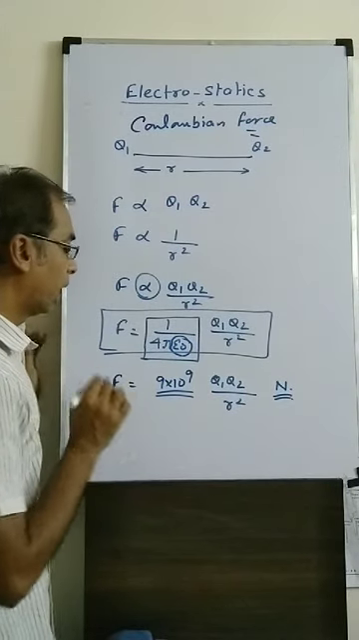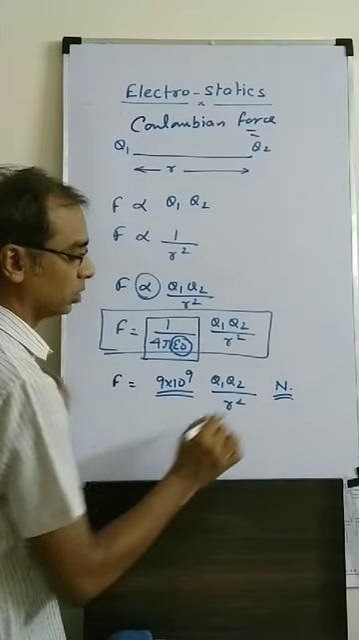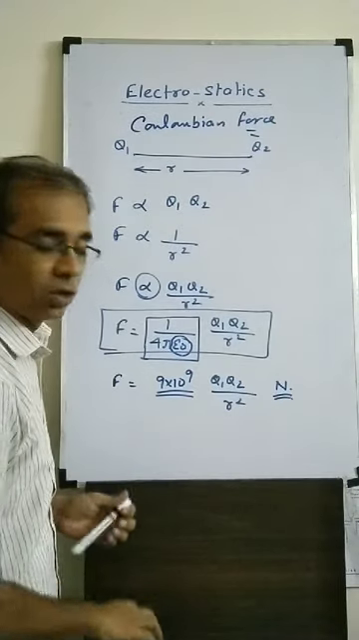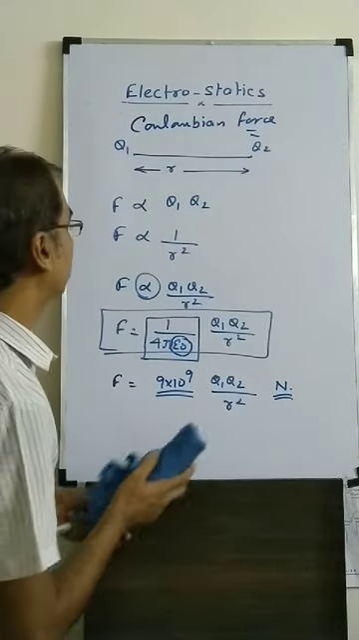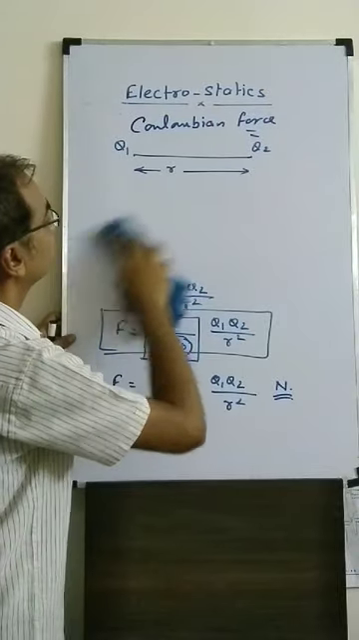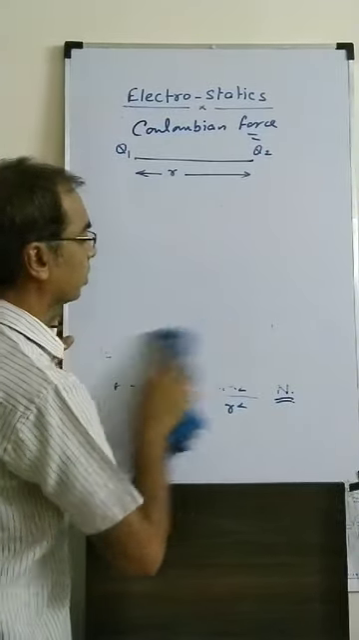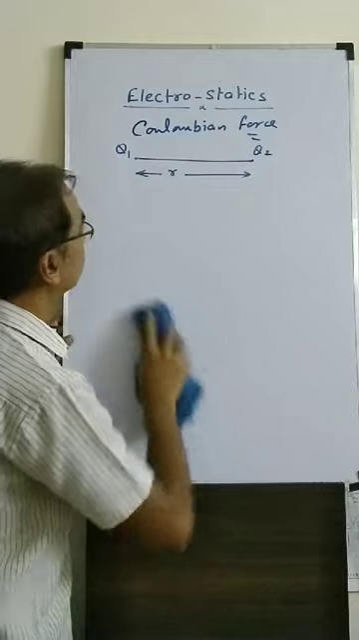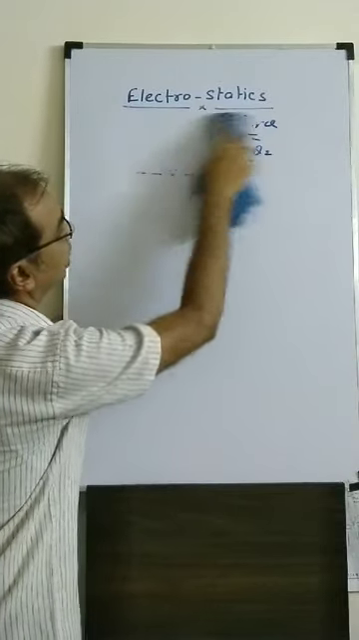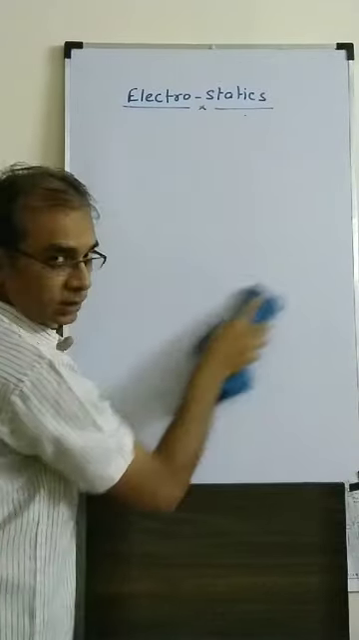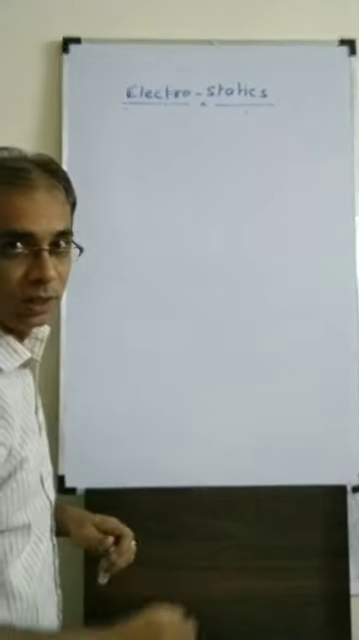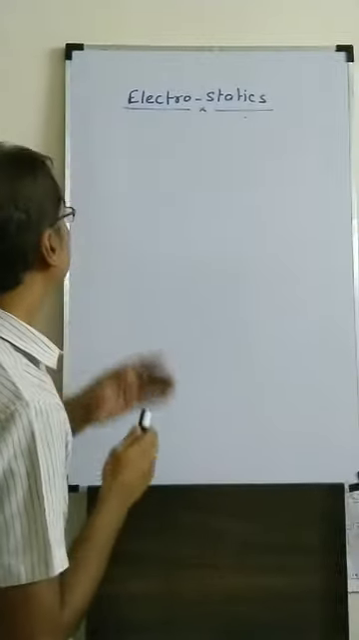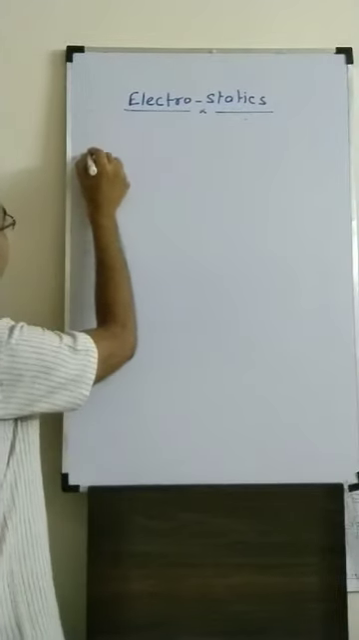This force's unit is Newton, and any force that we are talking about is a vector quantity, so it also has to obey the vector laws. But this force only acts along the line joining two charges. Remember that it always acts along the line joining two charges. Okay, let's do some questions based on that.